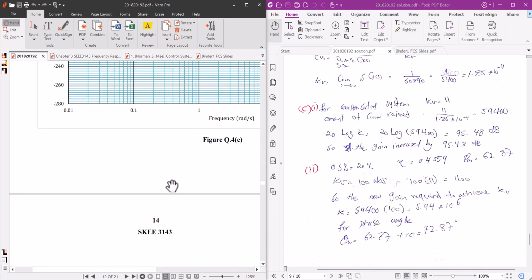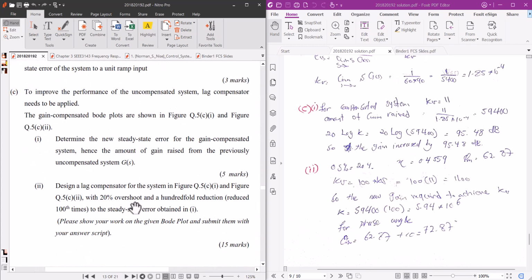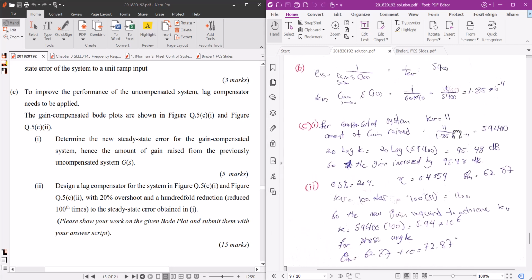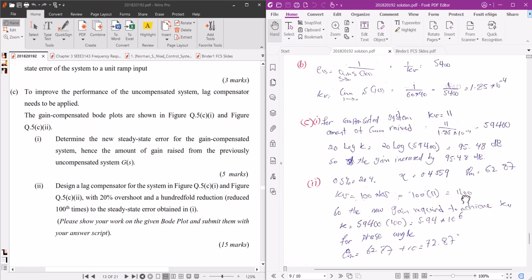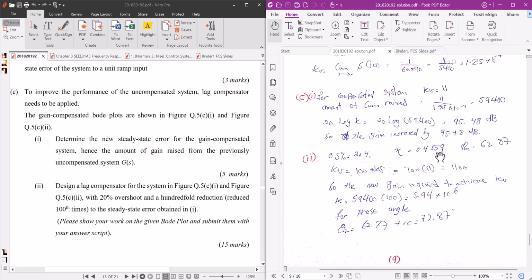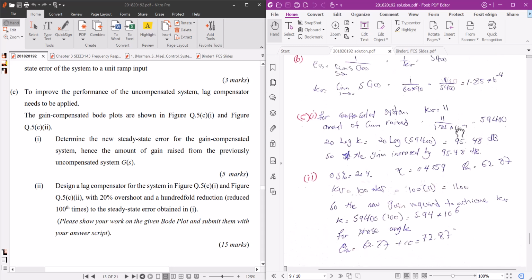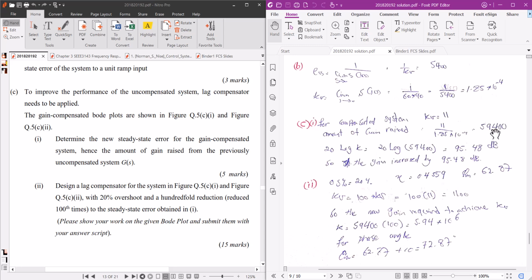Okay, so 20% overshoot and a 100-fold reduction in the steady state error, obtained in the first part. So steady state error is 100 times reduced. The steady state error is 1 over Kv. So if you multiply Kv by 100, your steady state error will be reduced by 100 times. So your new Kv will be 100 times your previous K, that is 11, right? If you multiply this by 100, your steady state error will be reduced 100 times. So this will become 1100. Your Kv is 1100. So the new gain added to achieve Kv is 59400. That was the previous one, now just multiplied by 100. This will be the new.